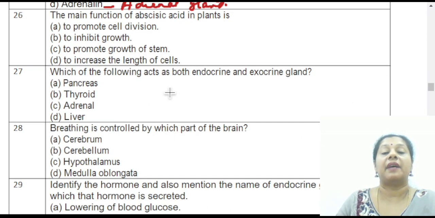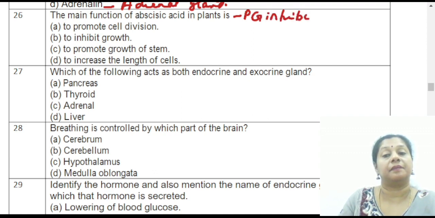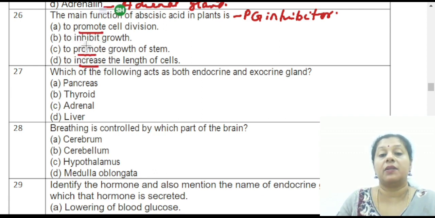The main function of abscisic acid in plants. Abscisic acid is a plant growth inhibitor. So it cannot promote growth; increase or promote is positive, but here it is inhibiting growth because it's an inhibitor. Which of the following acts as both endocrine and exocrine gland?